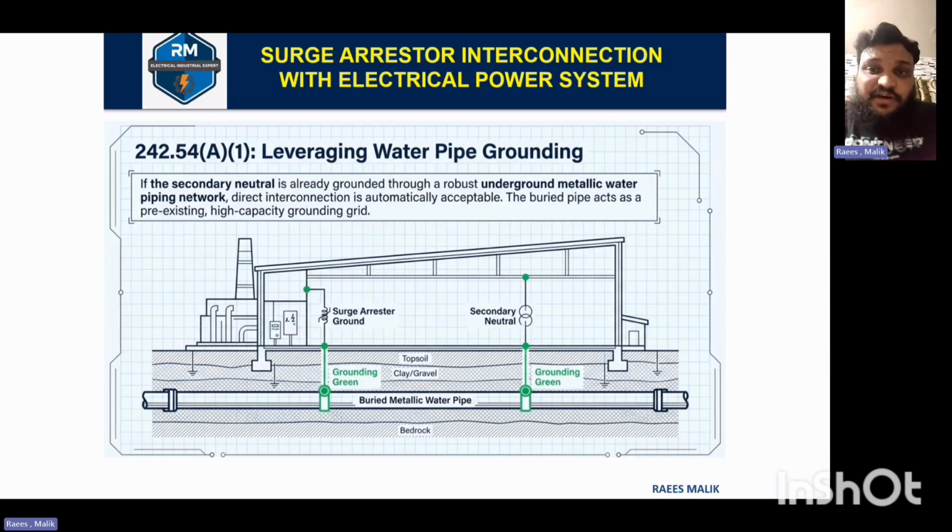242.5A1, that is leveraging water pipe grounding. It is also one type of application that is used for grounding and bonding, and we can use underground metallic water pipe networks. One point of the surge diverters is grounded with one point of the buried metal water pipe, and the other point, the secondary of the neutral, is connected to the same pipe, so that both are at the same equipotential surface while using this metallic water pipe.